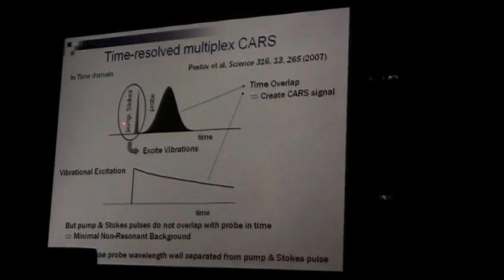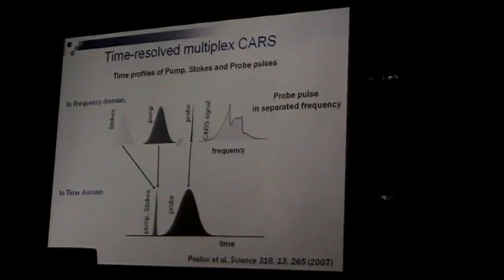These two, pump and Stokes, create the vibration, the excitation. Then the vibrational excitation lasts several picoseconds, so it looks like this. They're vibrating. So even though these two pulses come late, there is still vibration, so you can create a healthy spectral signal. Now think about, okay.